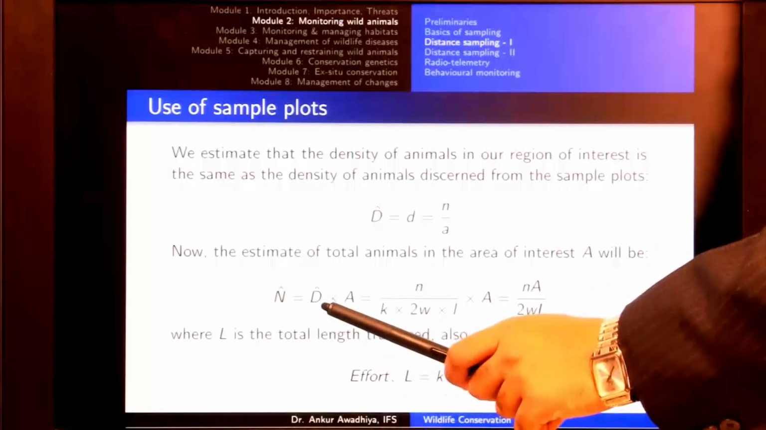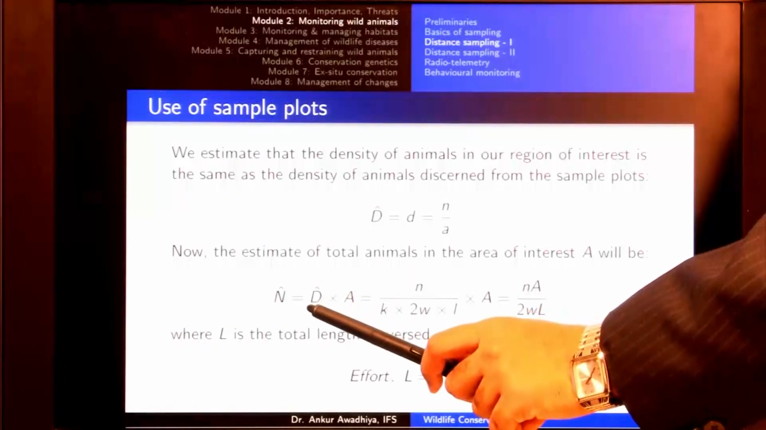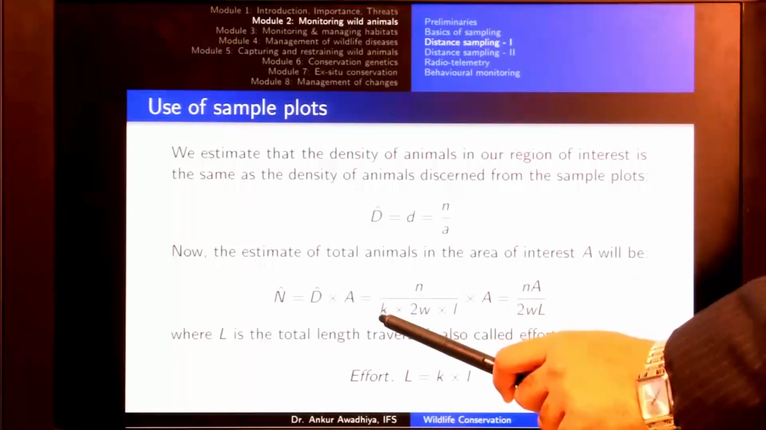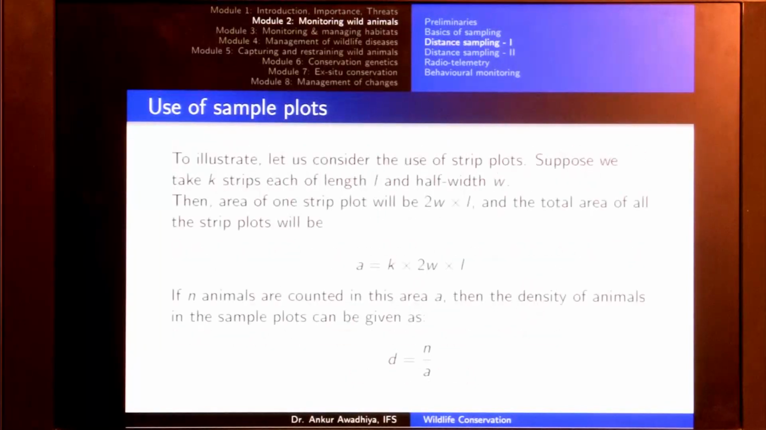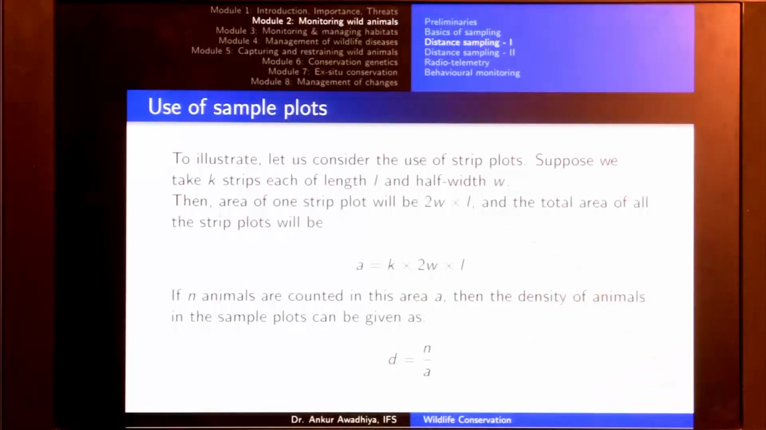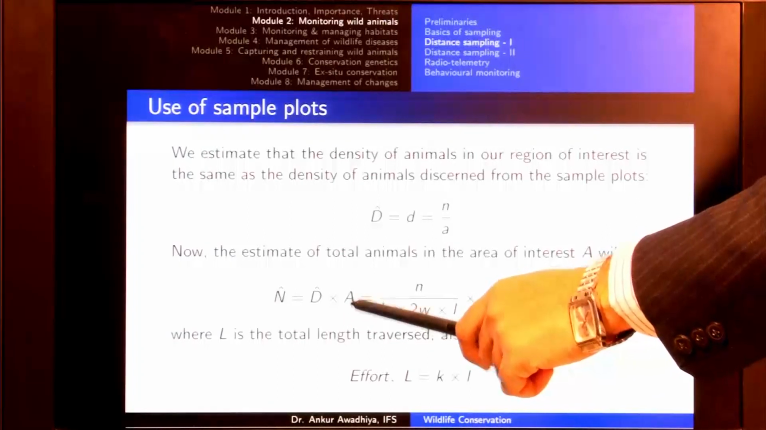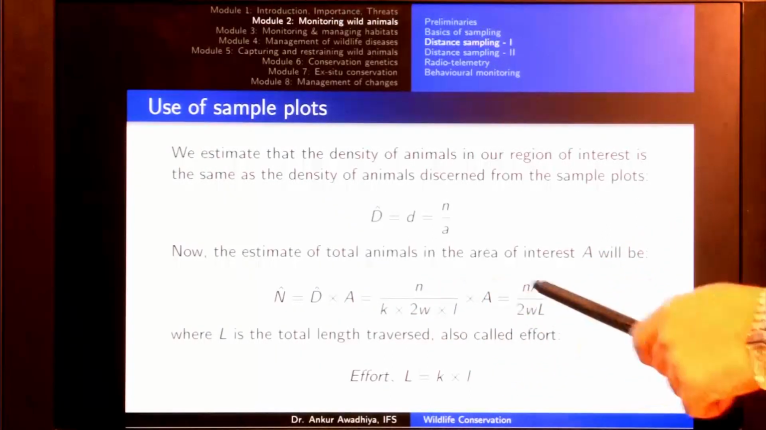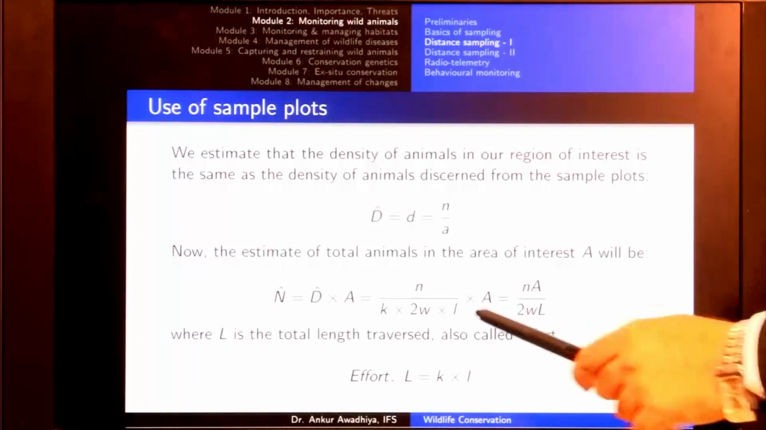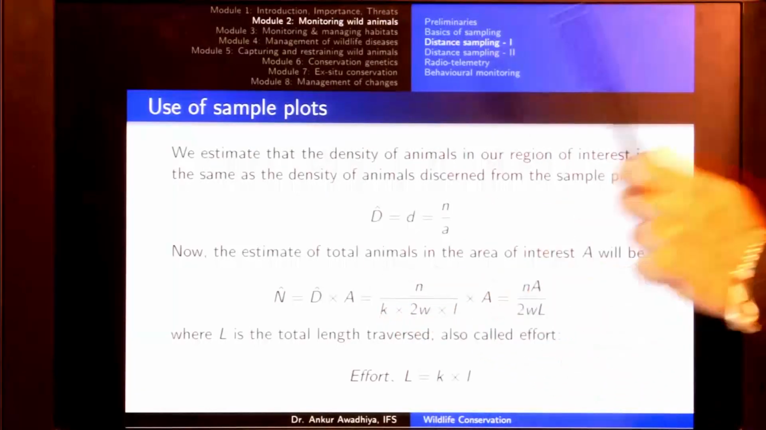So, the total number of animals would be given by the density of animals multiplied by the area of the forest. Capital A is the complete area of the forest. Now, because we took this assumption that d hat is equal to small d, which is n by a, and in the previous slide we had seen that a is k, the number of strips, multiplied by twice the half width multiplied by L, so k into 2W into L, we put that here, and multiply that with the area of the forest A to get this formula, small n capital A divided by 2W L. Here this capital L is small k into small l. So, small l was the length of one strip, and capital L is the total length that I have moved.